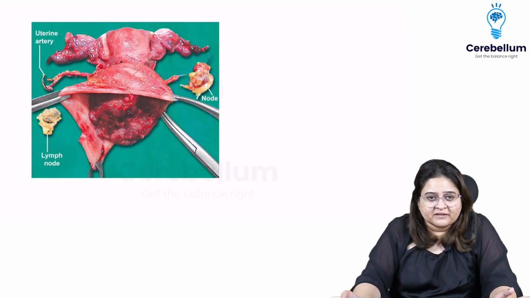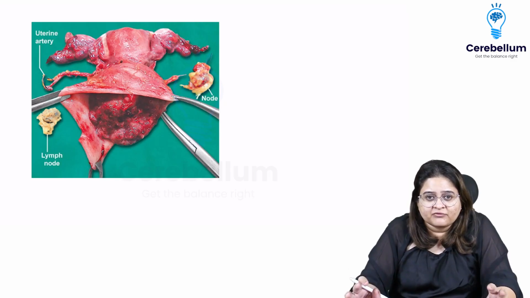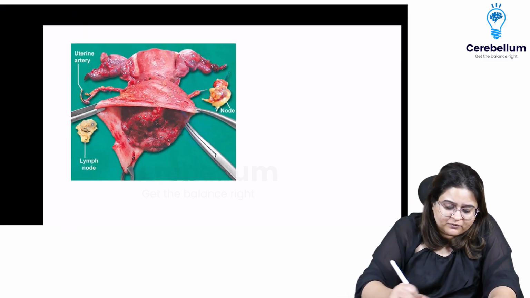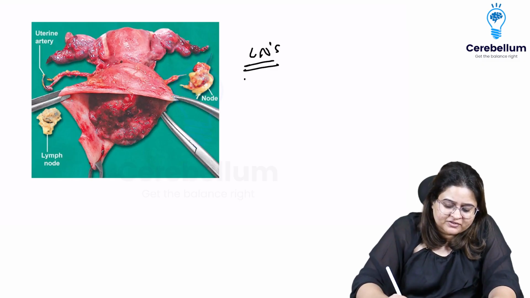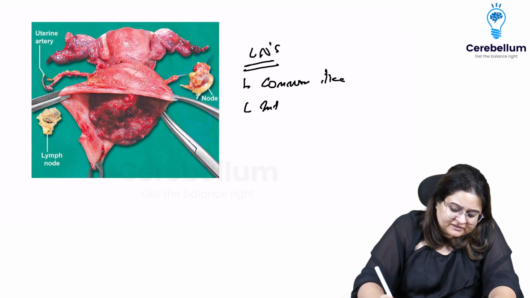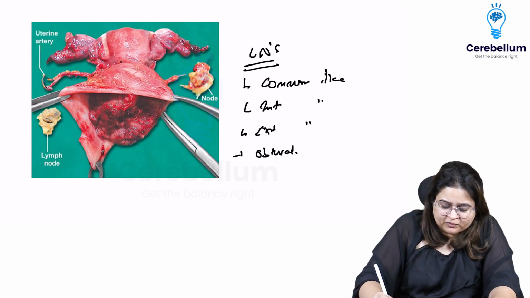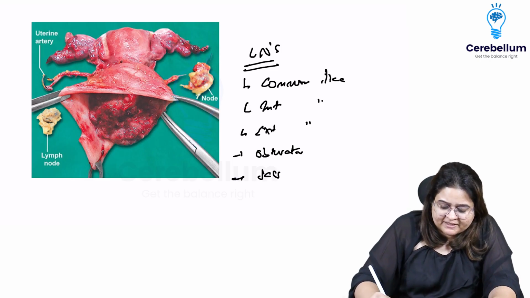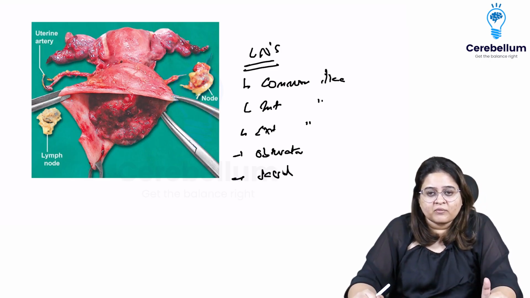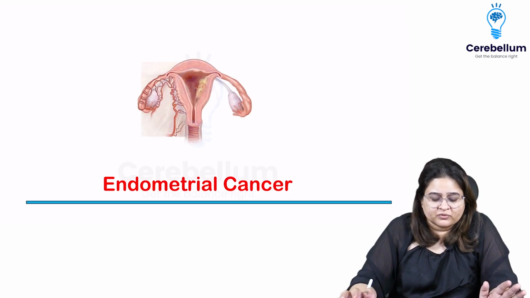This is a specimen of a radical hysterectomy, okay, where you remove the uterus with a part of the vaginal cuff, with the tubes, the ovaries, the parametrial tissue, and the lymph nodes. Now, it's important to understand which lymph nodes are removed in a radical hysterectomy. You remove the common iliac group of lymph nodes, the internal iliac, the external iliac, the obturator group of lymph nodes, and the sacral group of lymph nodes. So, common iliac, internal iliac, external iliac, obturator, and the sacral lymph nodes.